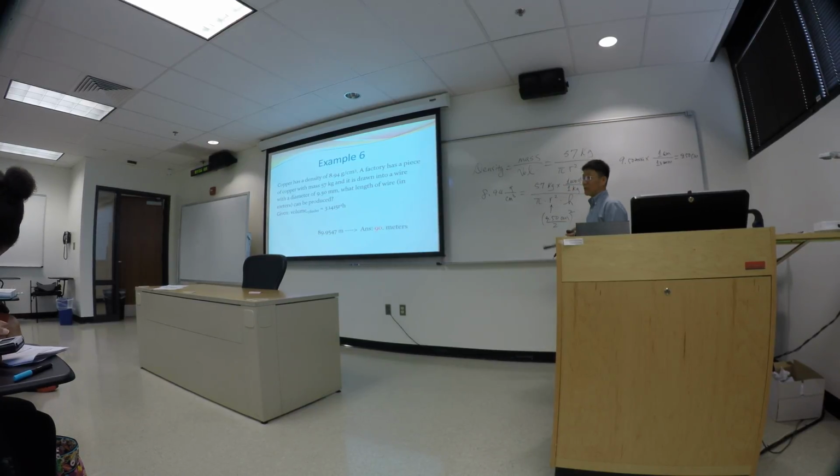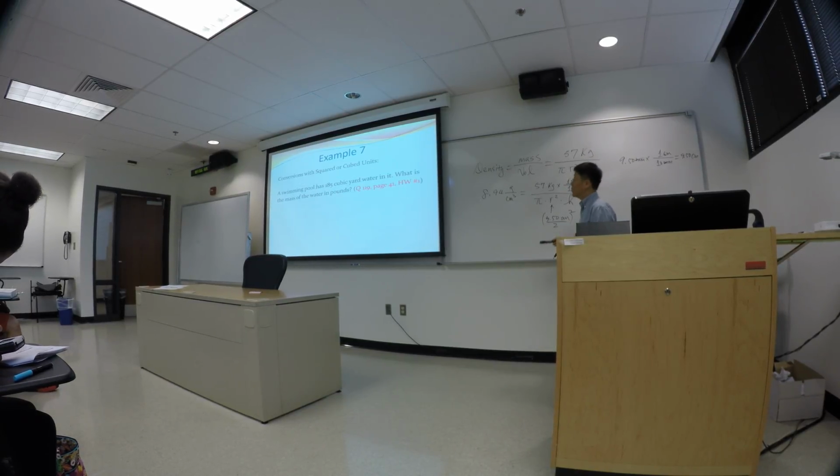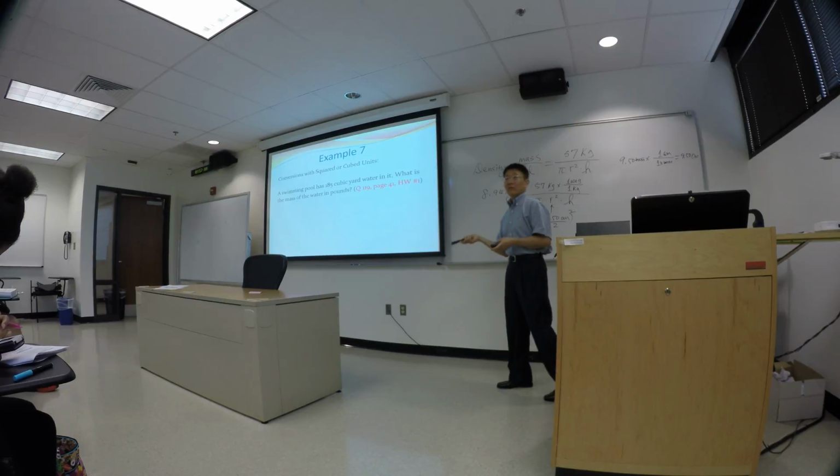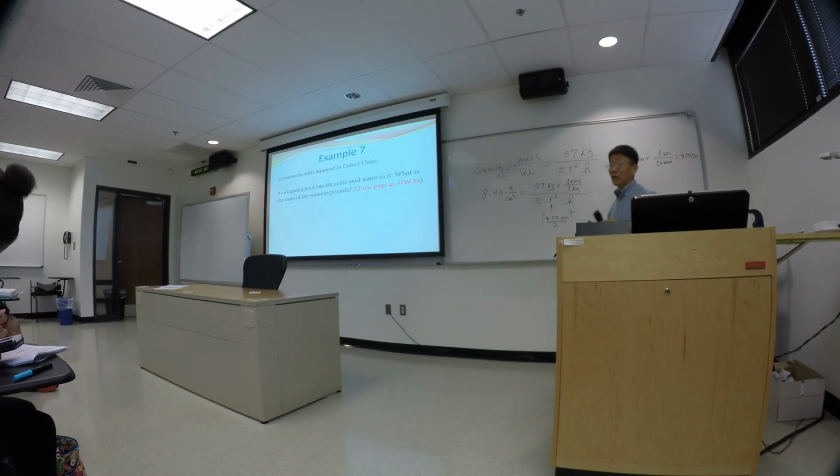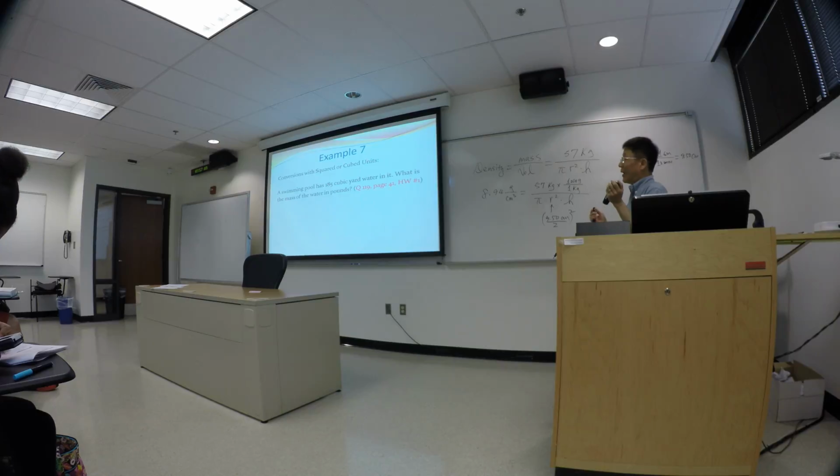You end up with calculations like this. And of course, we have other types of questions, we give you 111 questions in homework, and this is one of them. A swimming pool has 185 cubic yards of water in it. What is the mass of the water in pounds? Dimensional analysis. Nothing tricky about it.